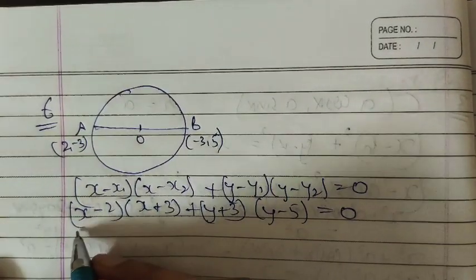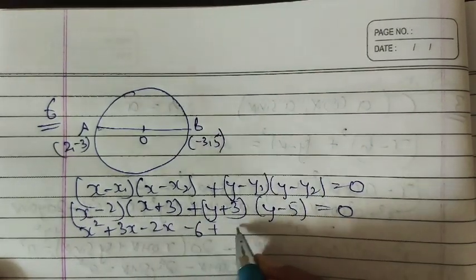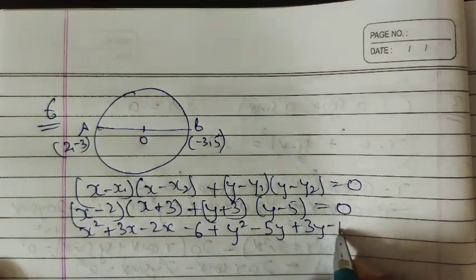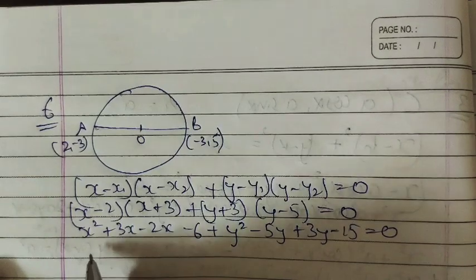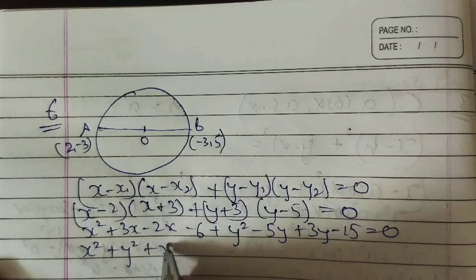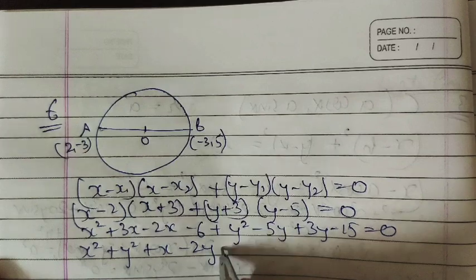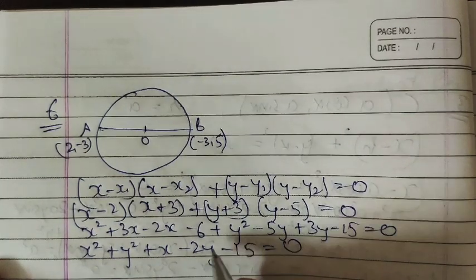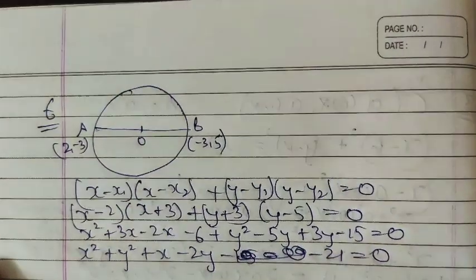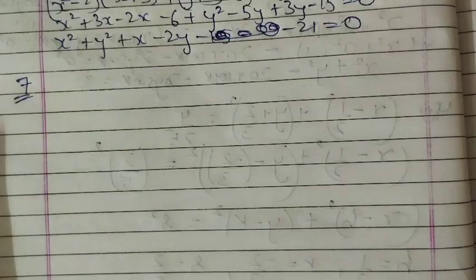So let's solve. x² + 3x − 2x − 6 + y² − 5y + 3y − 15 = 0. So x² + y² as it is, 3x − 2x gives x, −5y + 3y gives −2y, and −15 − 6 is −21, equal to 0. So this is our answer. Very easy.